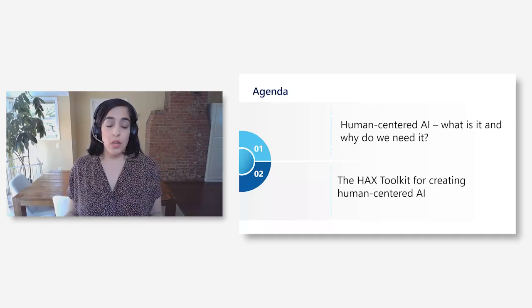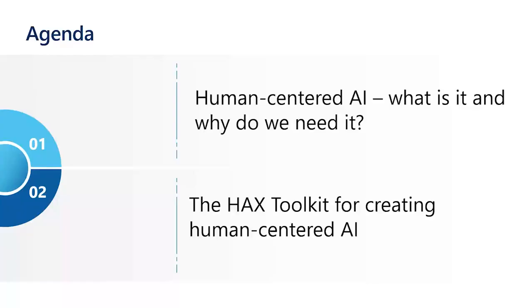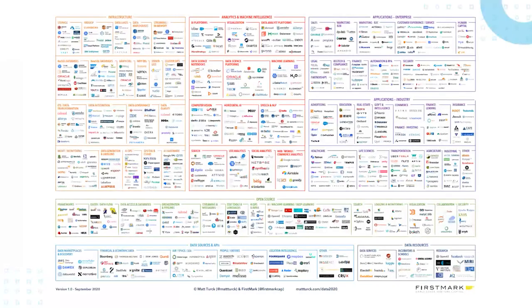Okay, so first, what do we mean by human-centered AI? Why do we need it? So let's start with some context. Here you see a map of the 2020 data and AI landscape published every year by First Venture Capital. And this just goes to show the breadth and the reach of AI in our everyday applications and services, and how it's fundamentally shaping and reshaping our everyday technologies.